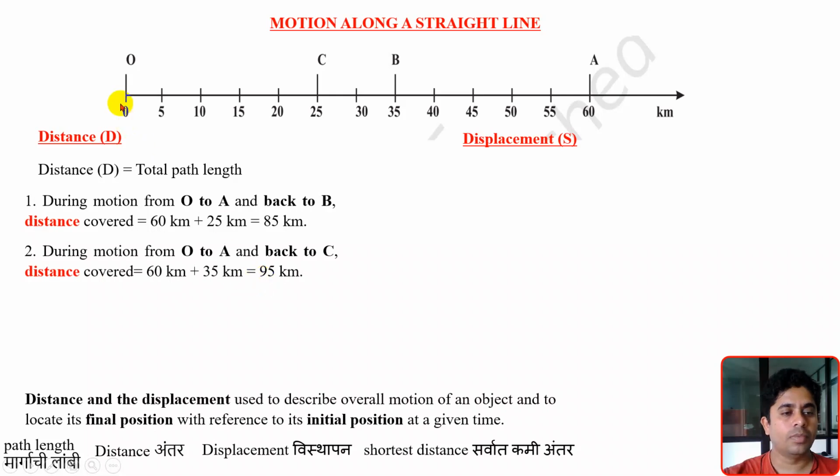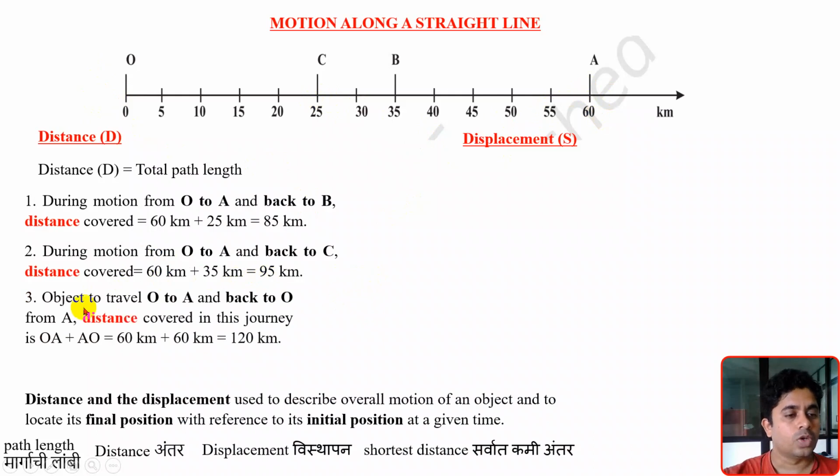Similarly, if I take O to A and back to C, what is the O to A distance? 60 kilometer. A to C distance, how much is it? 35 kilometers. Simply 1, 2, 3, 4, 5, 6, 7. 7 intervals, 7 into 5, 35 kilometers. So the total distance covered, or total path length, for the journey from O to A and from A to C is 60 kilometer plus 35 kilometer, equal to 95 kilometer.